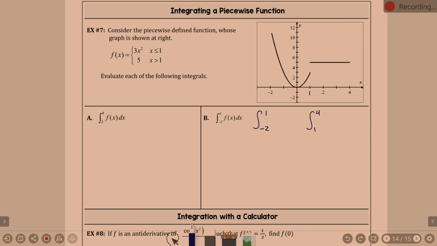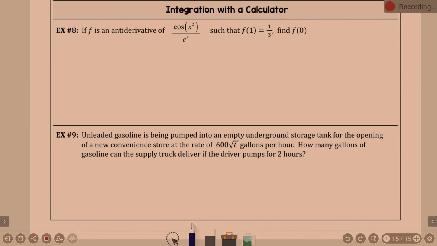Now, integration with a calculator. Have I talked about how to integrate on the calculator yet? Yeah, we've done it. We've done that? Okay. That's why I was stressing. I was like, oh no. Because that's exactly what 8 has to do with, is the calculator. And the bell's going to ring on me, isn't it?